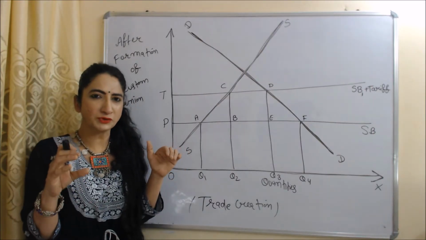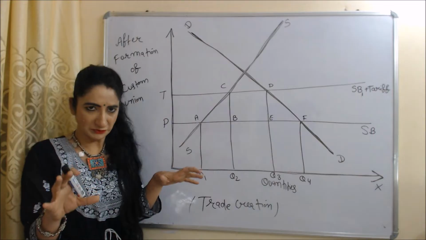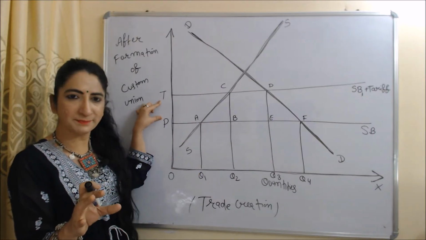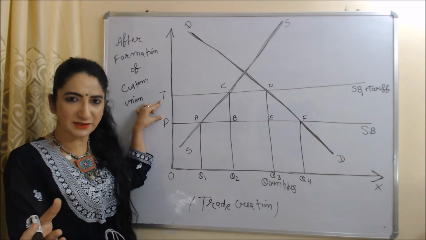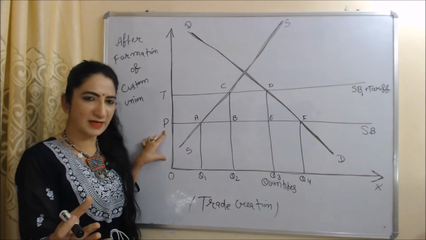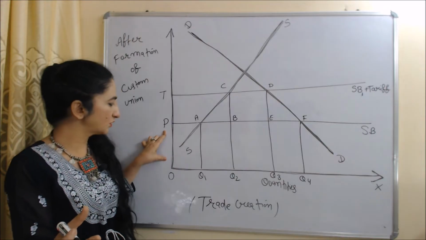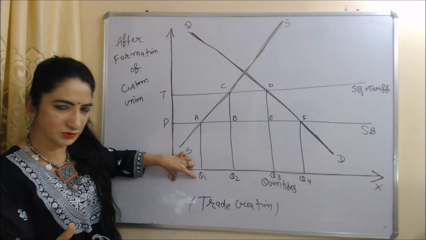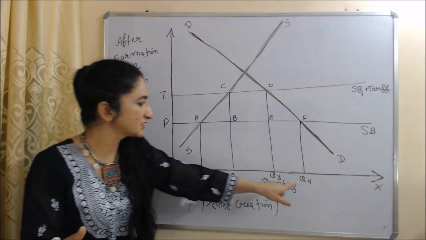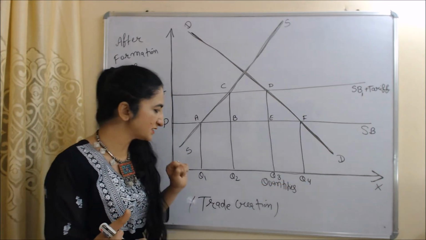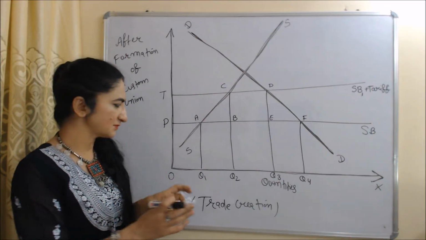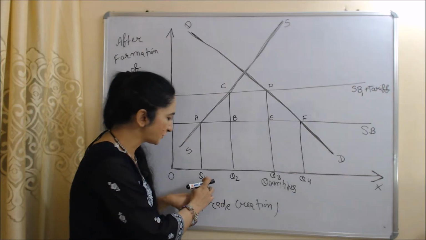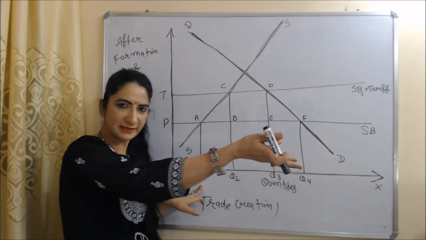Now we are going to talk about the situation after the formation of the customs union. After the formation of the customs union, A will remove the PT amount of tariff on B country's product. As a result, the price of B country's product becomes equal to OP. At OP price, domestic production is equal to OQ1, but domestic consumption is equal to OQ4. The difference between domestic production and domestic consumption is equal to Q1Q4. So A will import Q1Q4 quantities from B country.